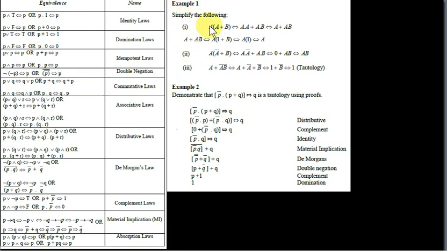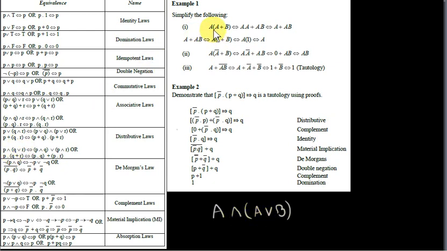In the first example here, we are going to simplify some statements using our logical equivalence table. This first statement here is A times (A plus B). We could of course write that as A and (A or B). So the A in front of the brackets means A dot, where the dot means the AND operator. So we could write it like this. So we just have two different notations.